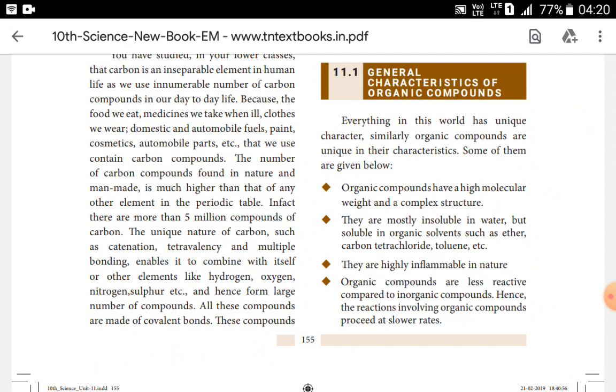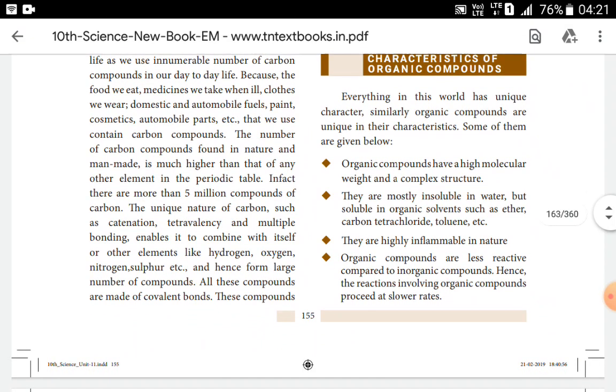Already told that food we eat, medicines, clothes, domestic and automobile parts, paint, cosmetics, and more or less every item we use in our day-to-day life contain carbon. That's why there are more than 5 million carbon compounds obtained. More than. Then, what is the reason?